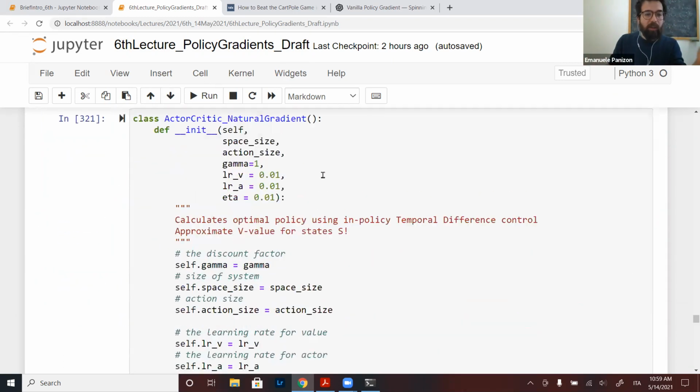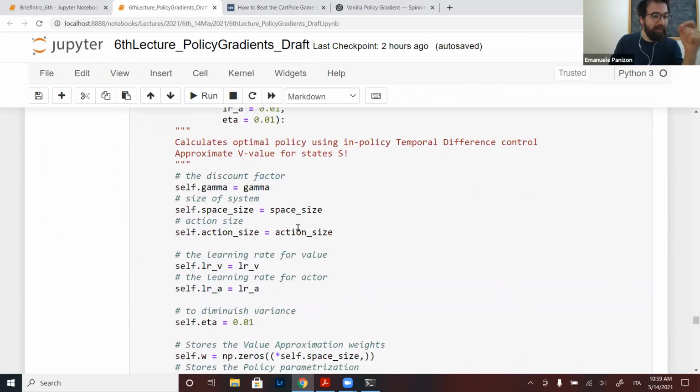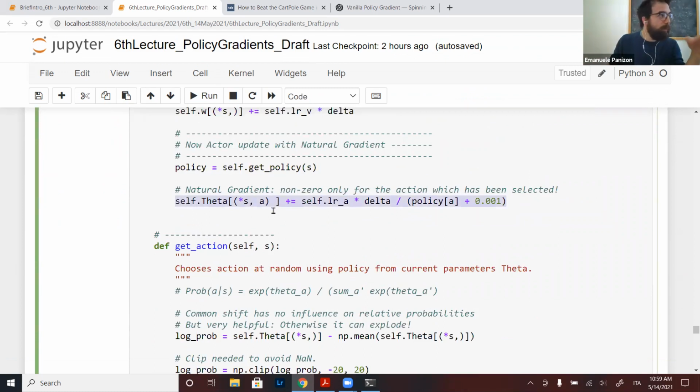Finally, the class actor critic. I just need 10 seconds because it's literally the same thing as before, except that instead of having the loop over the actions and then one minus policy or minus policy, I have one single update only for the action I really took, and the update is the value, the quality, divided by the policy.